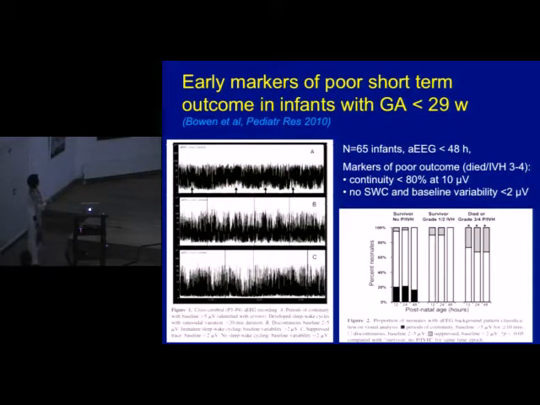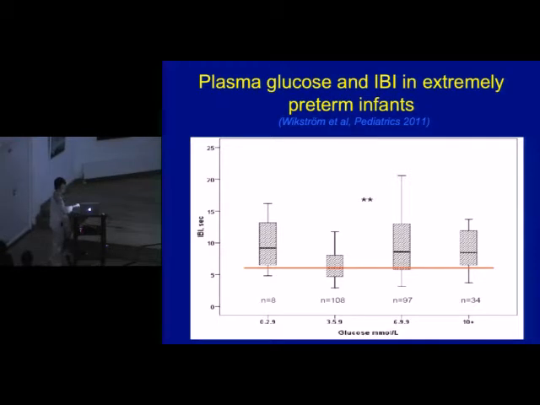So do we have markers for short-term outcome in infants with a gestational age below 29 weeks? It's not as obvious as in term infants, but it's doable, and you see that there are more markers for poor outcome, so died or severe intraventricular hemorrhages, that the continuity is much lower than in normal babies. And I think these were very nice studies from Sweden, from Sverre Wikström.